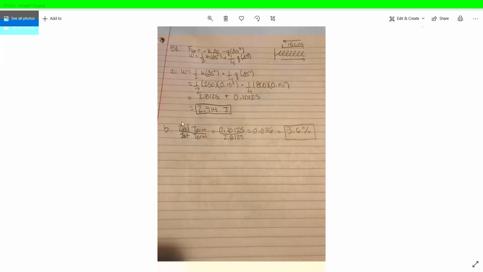So for this, you'll be taking the second term and dividing it by the first term. And when you take this term divided by this term, you get that it's 0.036 or 3.6% in which the cubic term has increased.